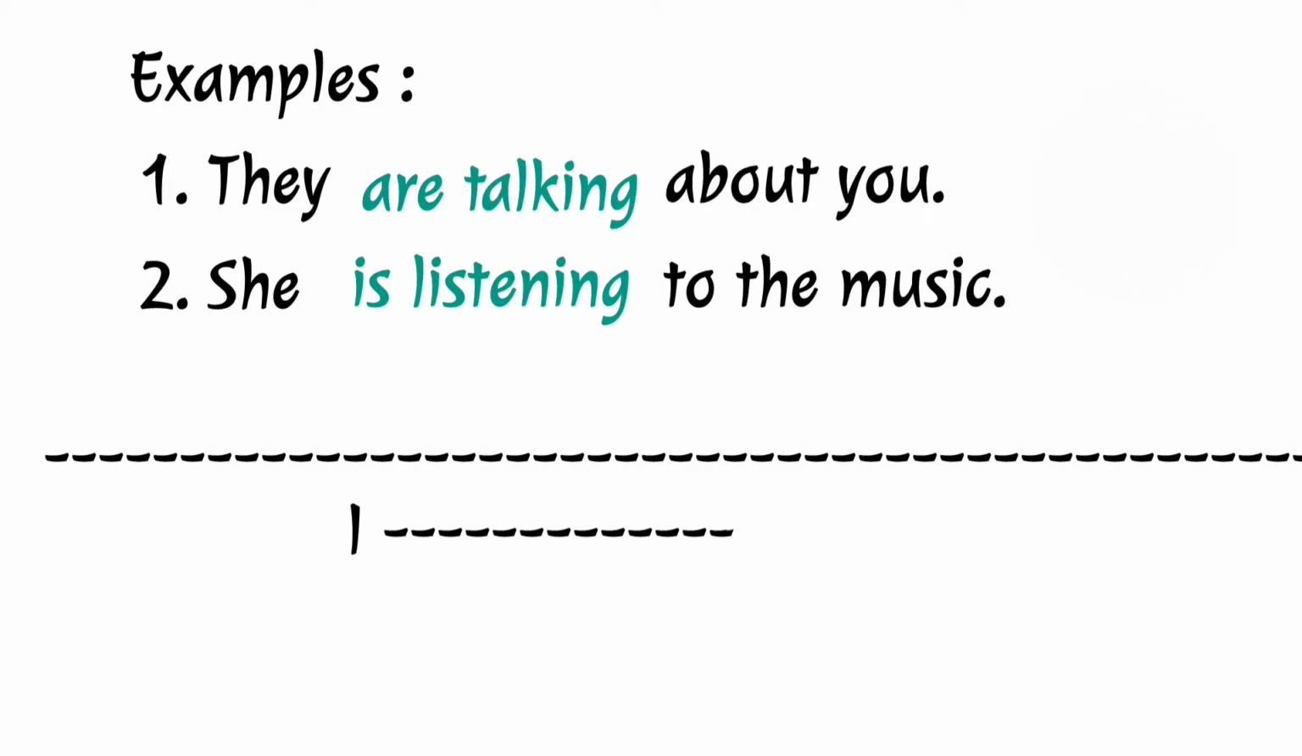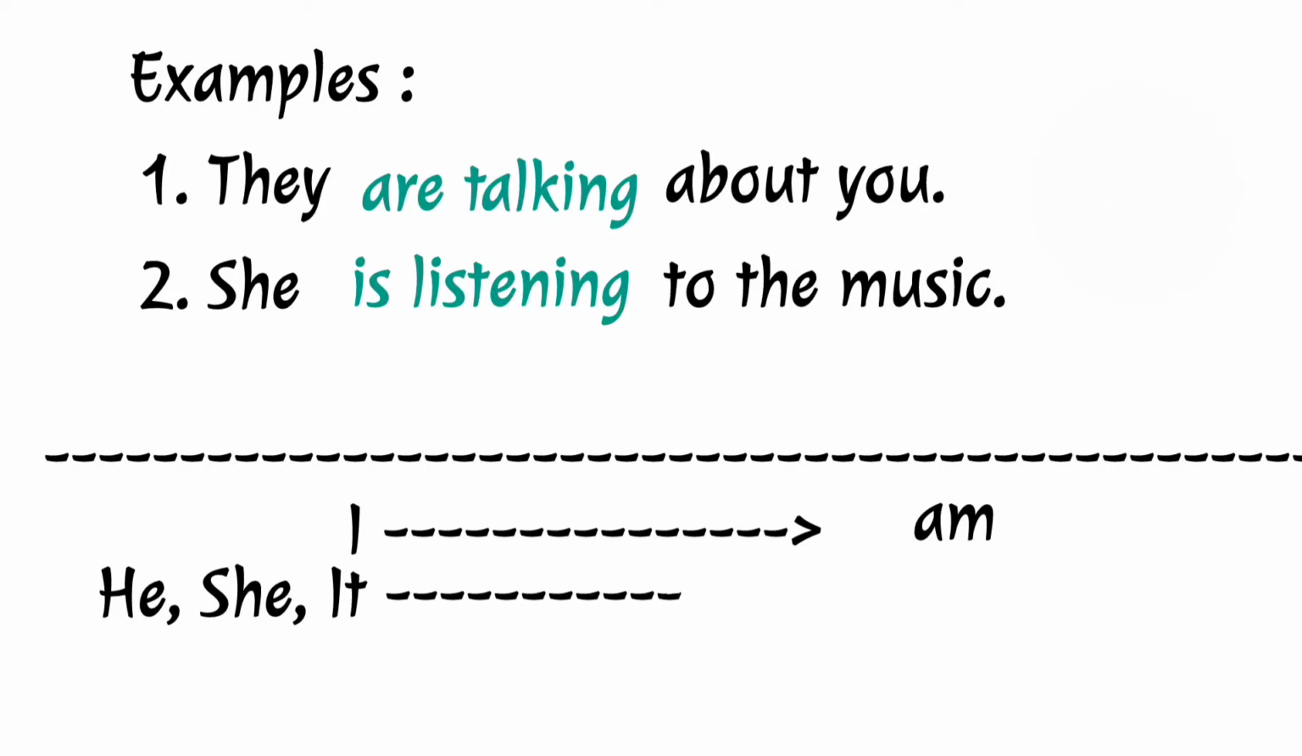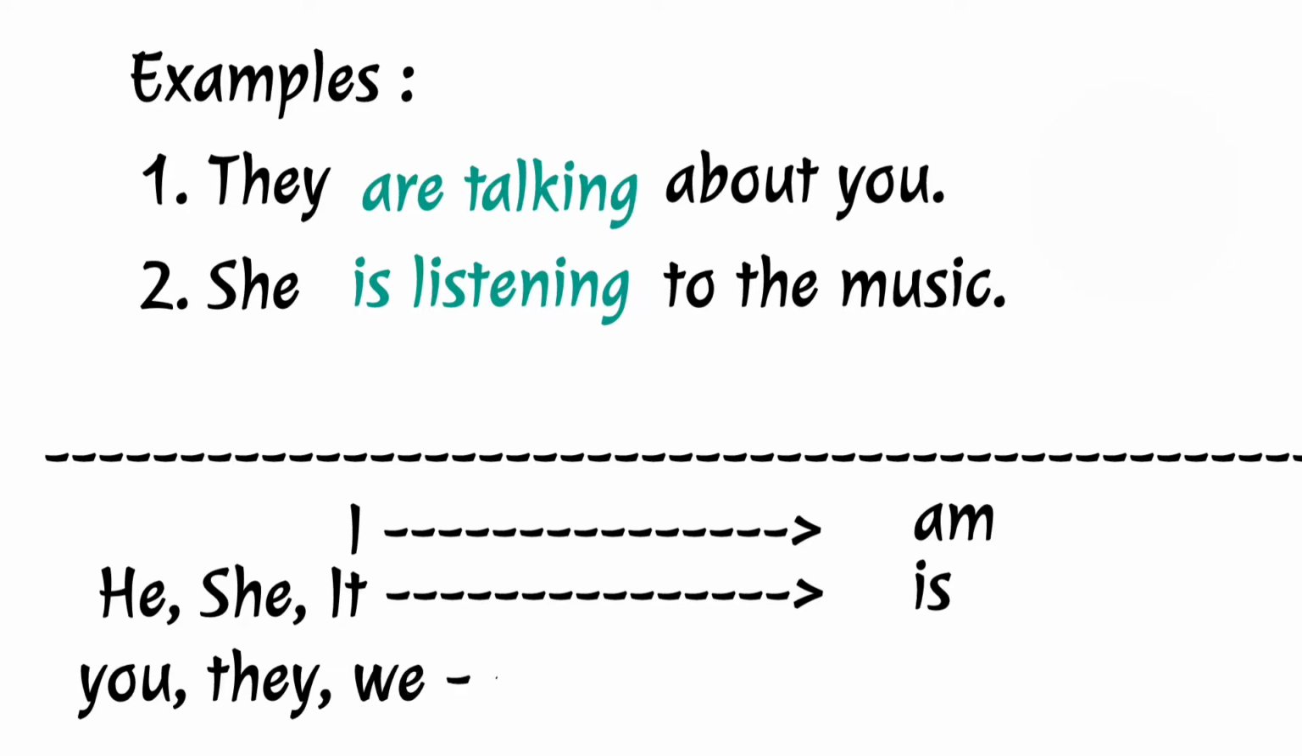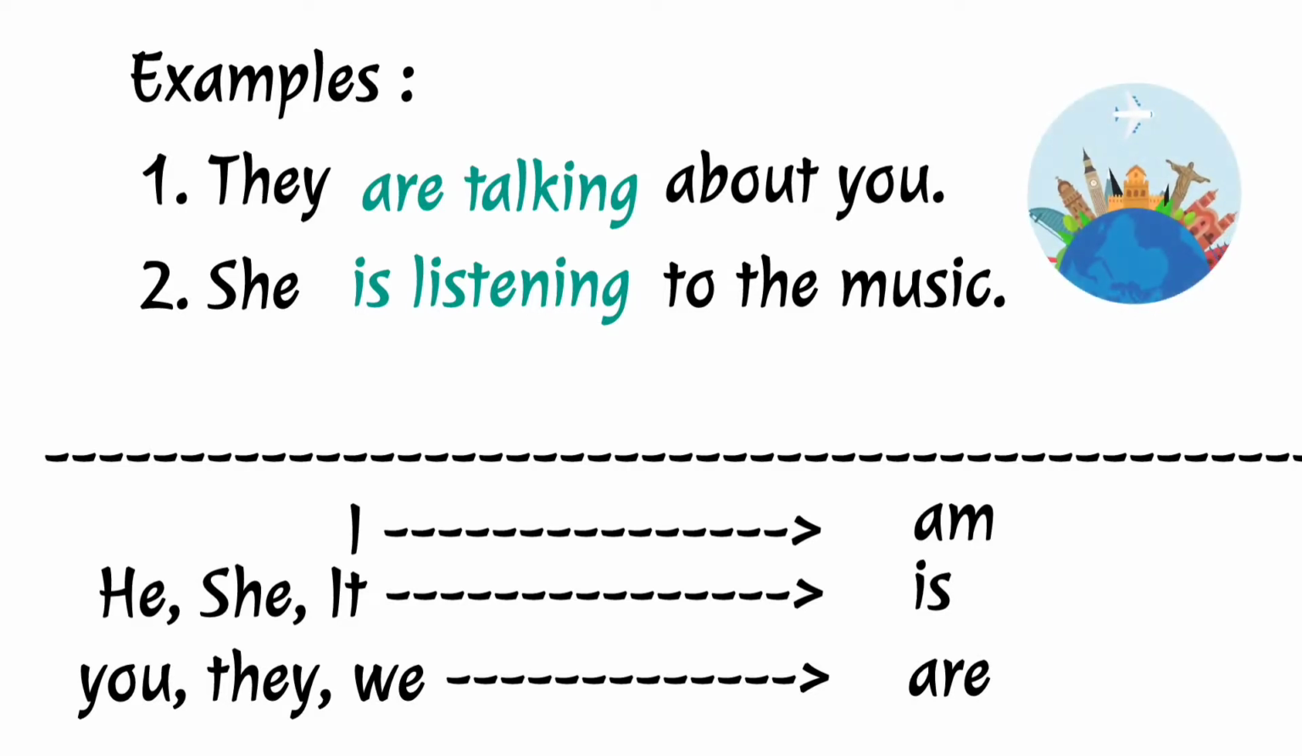Okay, now in what case should we use am, is, or are? Let's take a look. So whenever we use I, the to be should be am. I am listening to the music, for example. Next, he or she or it should be by using is. She's listening to the music. And then whenever we use you, they, or we, the to be is are. They are listening to the music. Okay, memorize this. This one is the basic that we have to memorize.